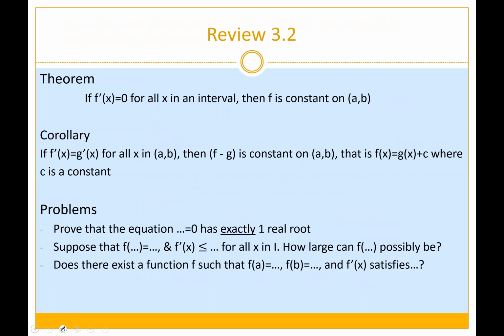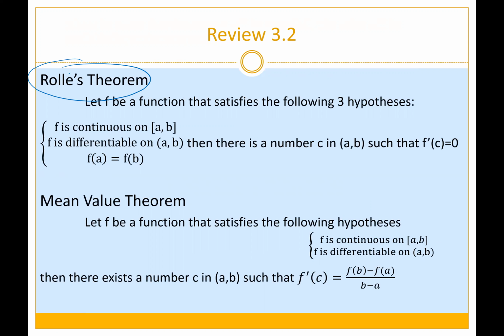So let's get started. First is Rolle's theorem and the mean value theorem. Before we get started, I would say Rolle's theorem is just one specific case of the mean value theorem. So if you remember the mean value theorem, it will be much easier to come back to Rolle's theorem. Rolle's theorem says if you have a function f that satisfies the three hypotheses, that is continuous and differentiable on that specific interval, and you have the values at the two ends, f(a) and f(b), equal to one another, then there will be a number c in the middle such that f'(c) = 0.